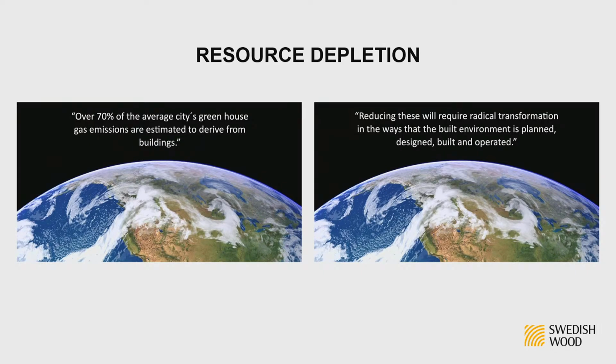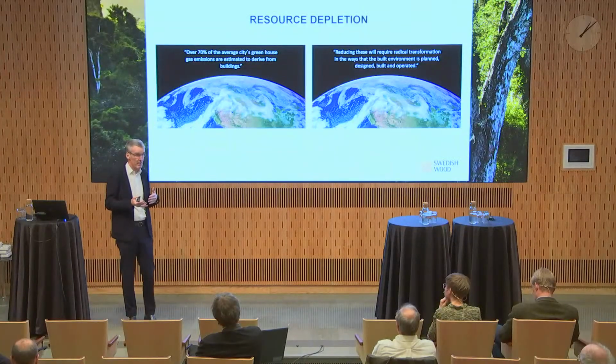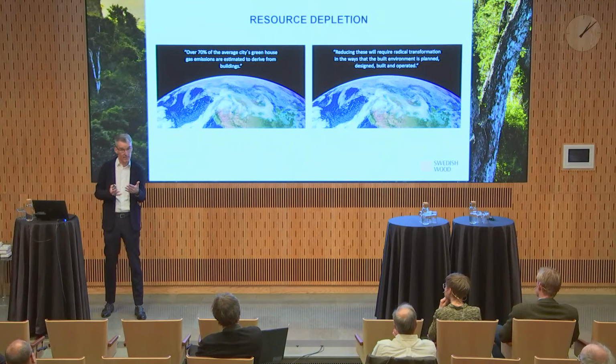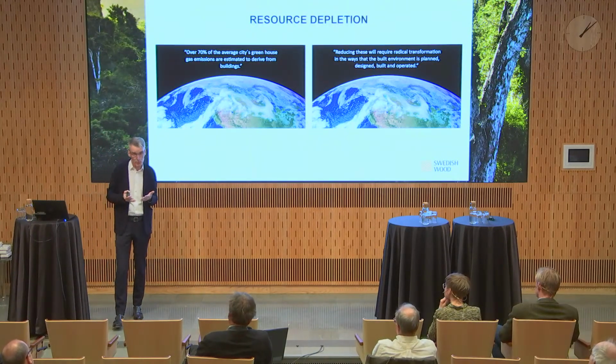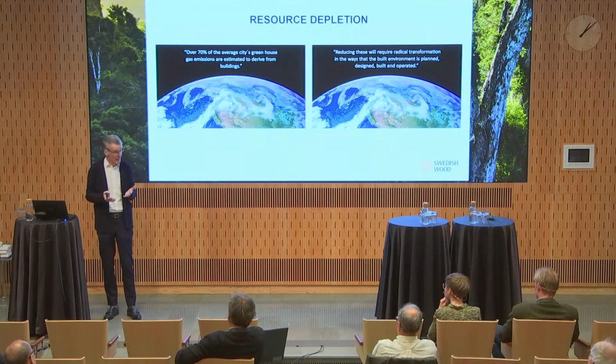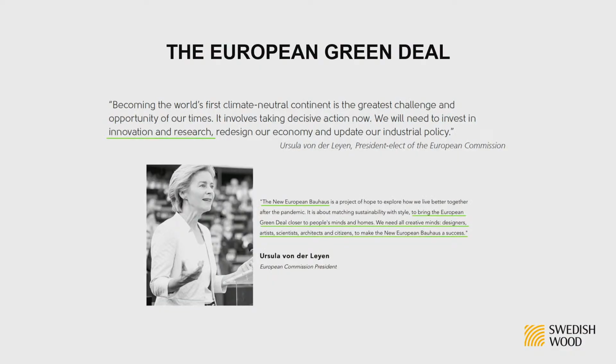And again, from a UN report 15, 20 years ago, it stated quite a high figure: about 70% of all greenhouse gas emissions in an average city is directly derived from buildings, and that this requires a radical transformation in how we plan, how we build, and how we operate our buildings in future. And that is, of course, also in direct line with the European Green Deal, how we can reach a climate neutral European continent in 2050.